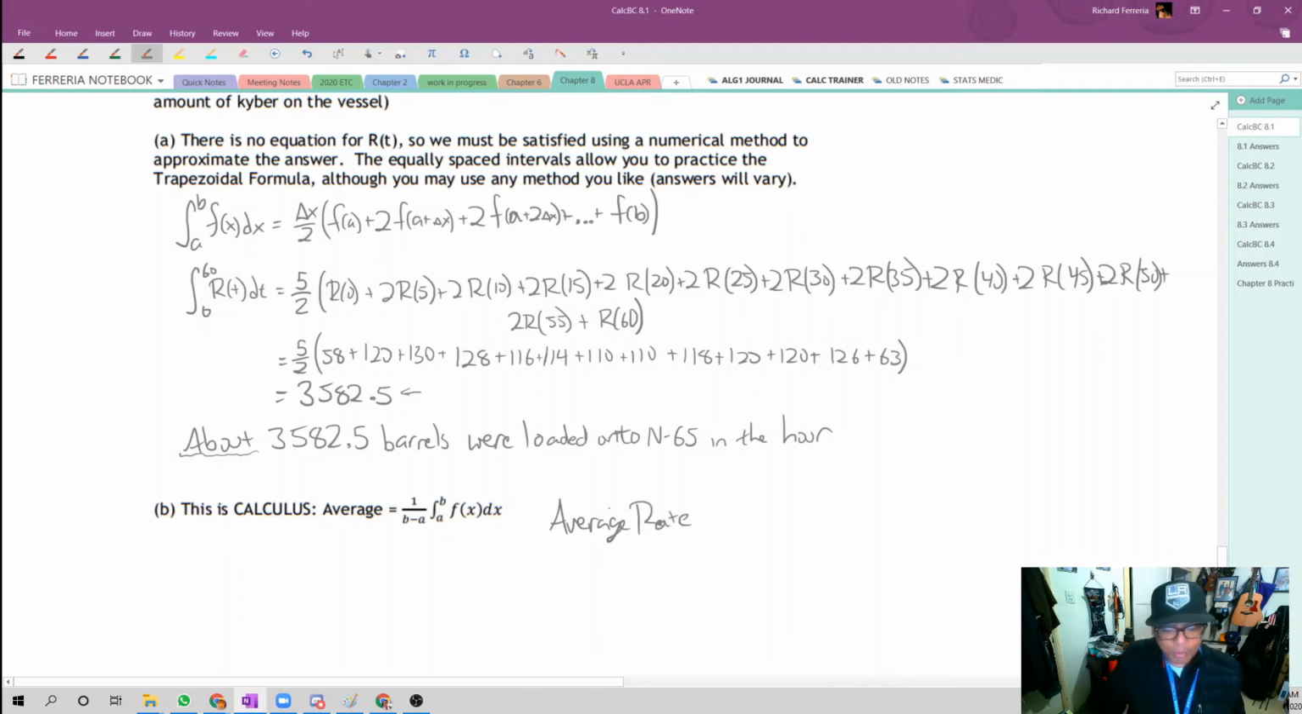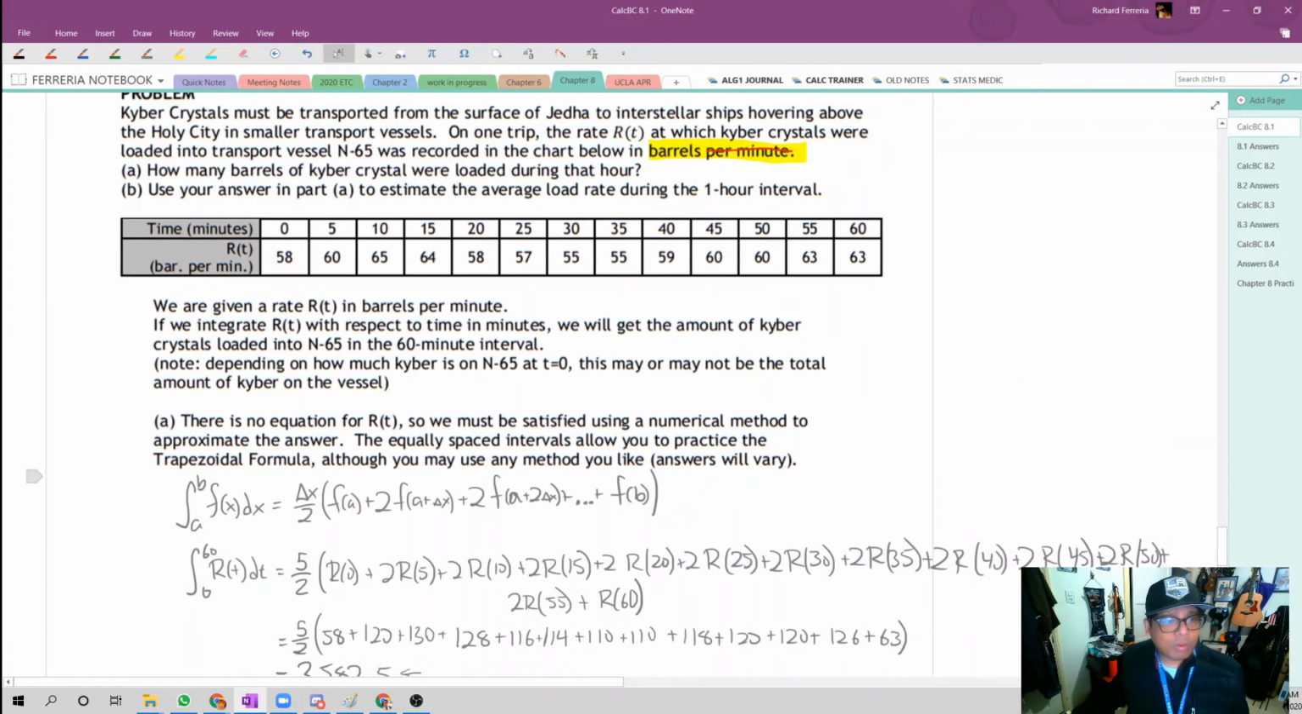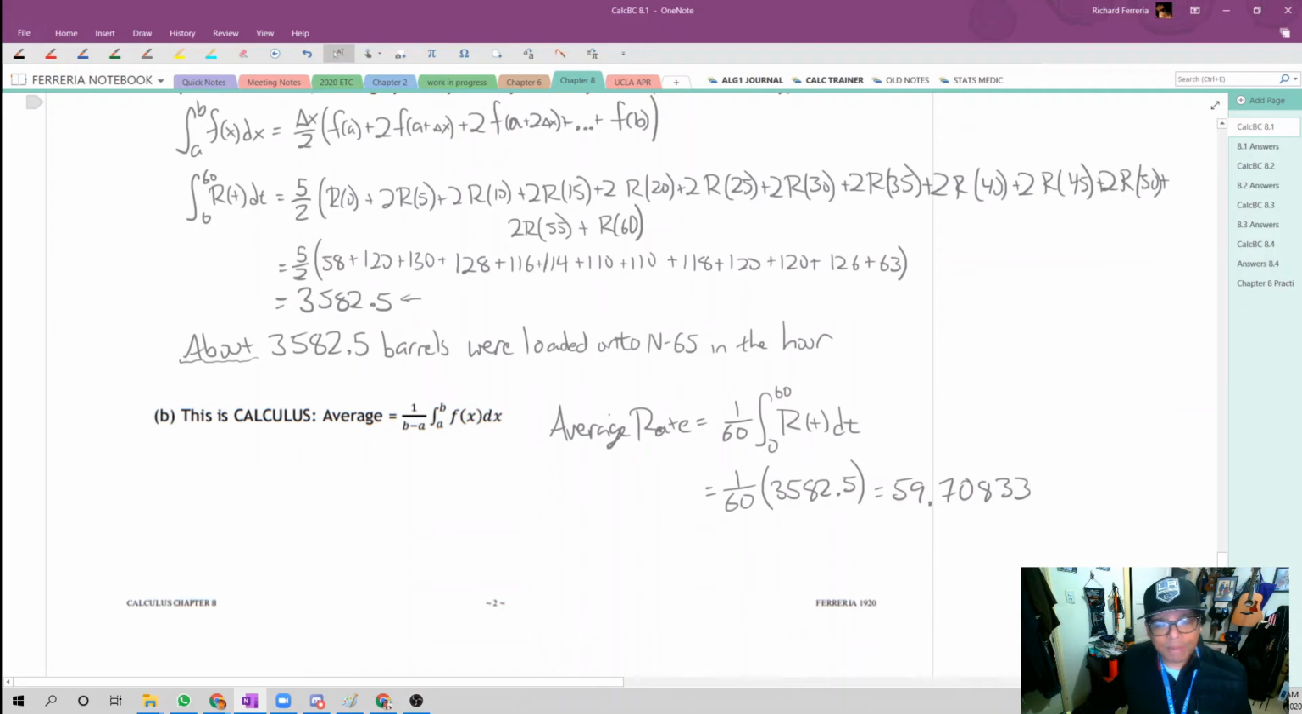So instead of f, we're going to have a rate. So the average of rate is equal to the rate put into the average formula. We have a number for the integral, and it's 3,582.5. We get 59.70833. Dummy check. Does 59 look like a number that would fit with all the other rates? And yes, 59 does look like it's certainly within the values of what we're seeing here. So this looks like it could be a valid average rate.